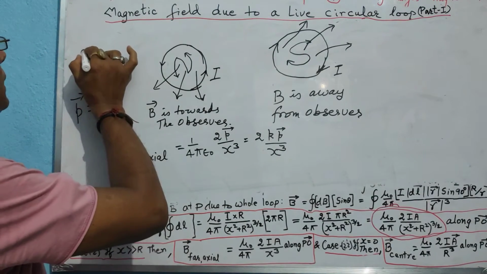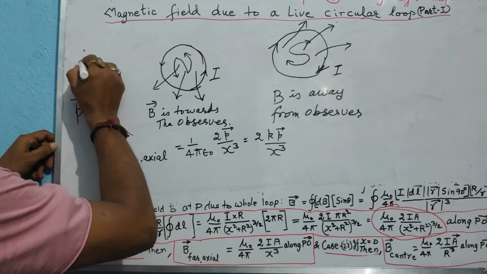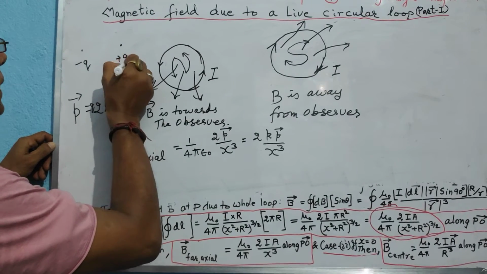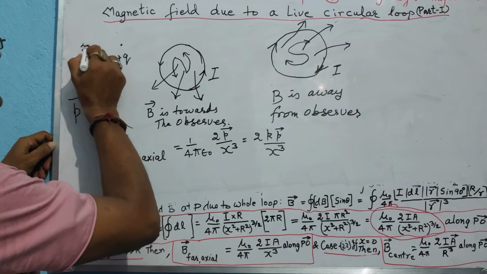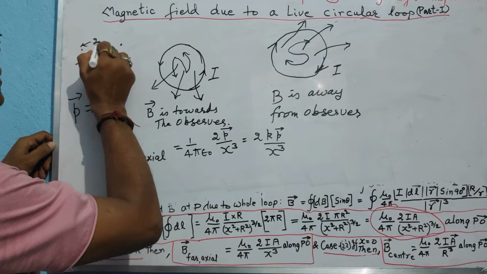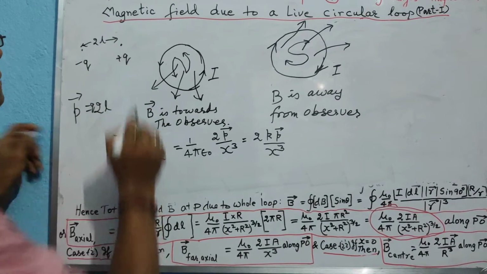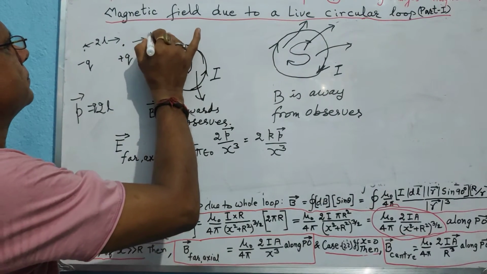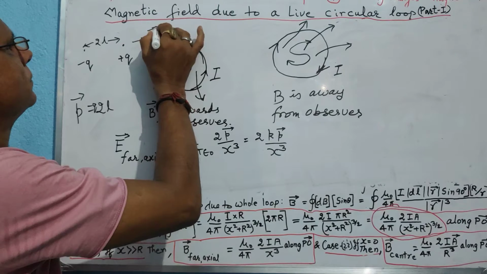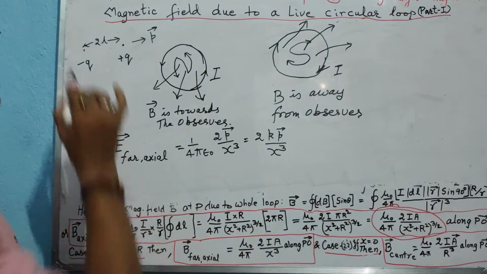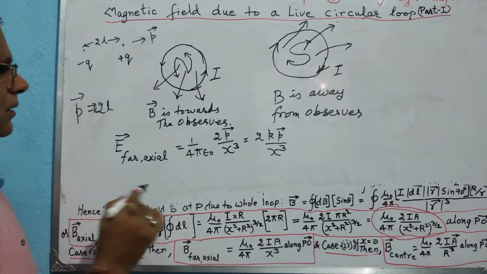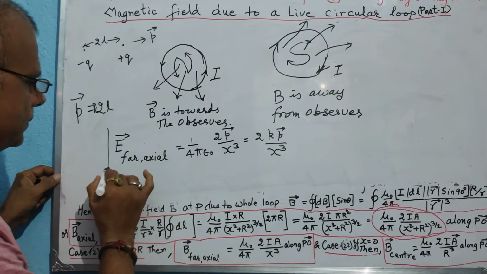So in the case of an electric dipole, we have two large charges separated by a very small distance 2l, and the direction of the electric dipole moment is from the negative charge to the positive charge. This we have already discussed.